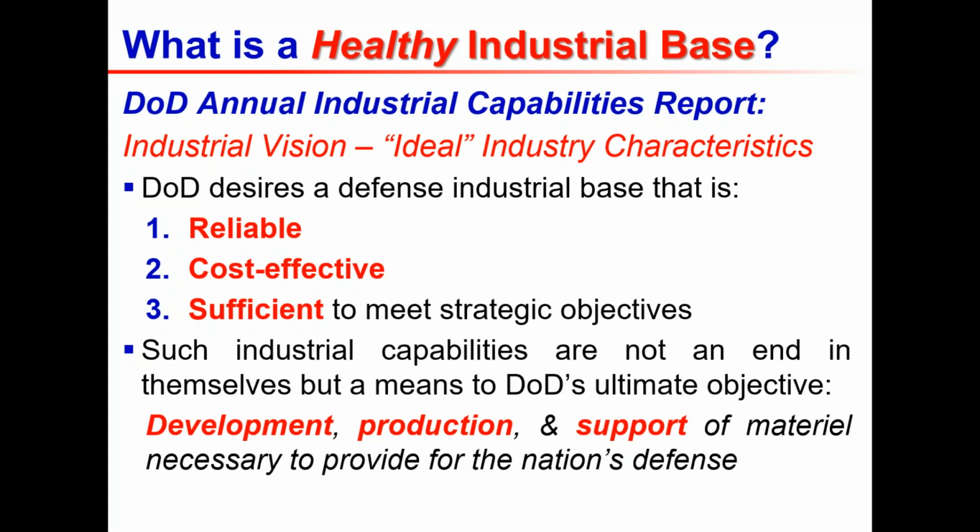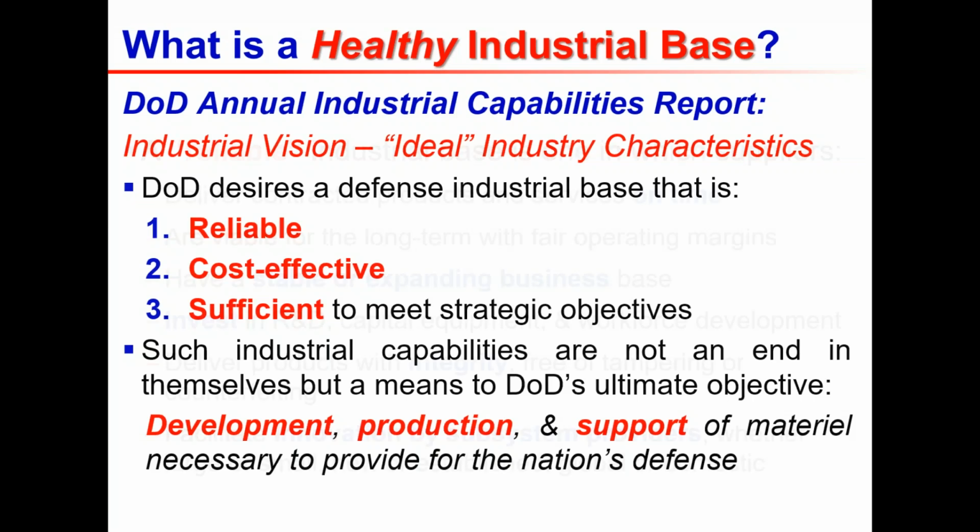So one of the consistent ideas is that the DoD, again, back to their ideal industry characteristics, desires a defense industrial base that is reliable, cost-effective, and sufficient to meet strategic objectives. Right? But it emphasized that the capabilities are not an end in and of themselves, but a means to the DoD's ultimate objective: the development, production, and support of material necessary to provide for the nation's defense. Again, you want a defense industrial base that's reliable, cost-effective, and sufficient. Okay? Of course, what do those mean? What does reliable, cost-effective, and sufficient mean?